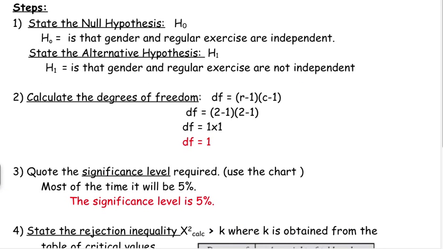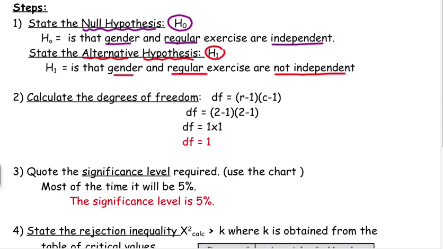Number 1, we want to state our hypothesis. This is called the null hypothesis, H0 for short. How you start this is: gender and regular exercise, are they independent of each other? They don't depend on each other, one or the other. The opposite is called the alternative hypothesis, H1, and that is that gender and exercise are not independent. They depend on each other. There's a factor going on there. So that's step 1.